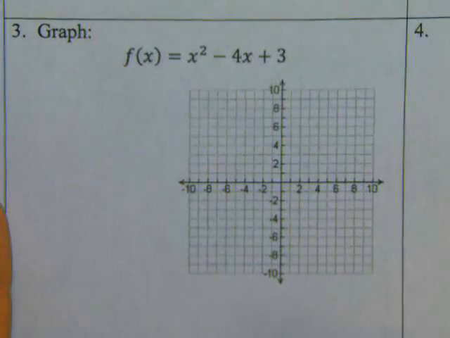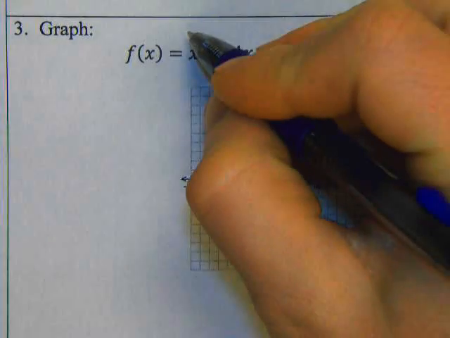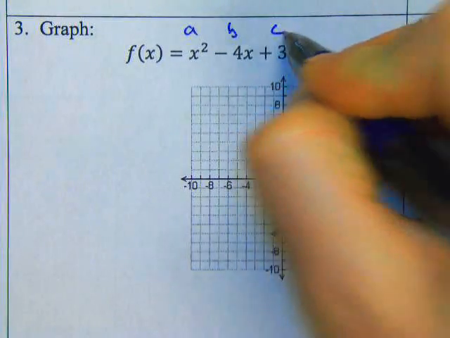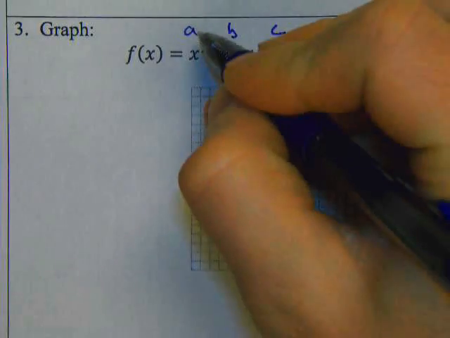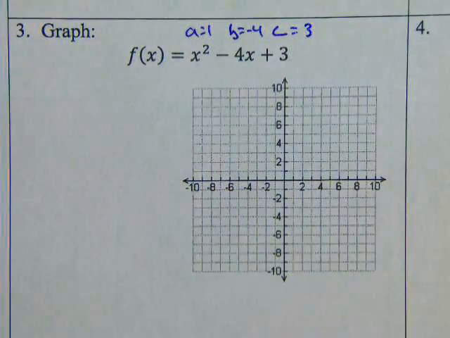So, number 3, graph this. Before I even get going, I like to identify A, B, and C so I know what they are. A is 1, B is -4, C is +3.